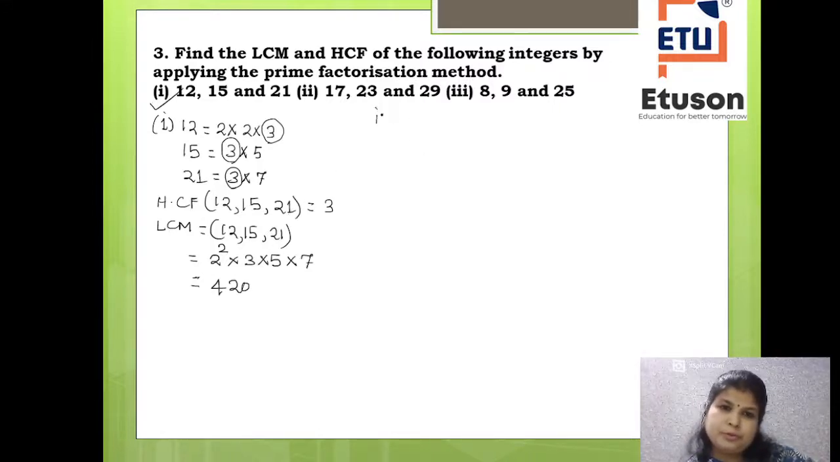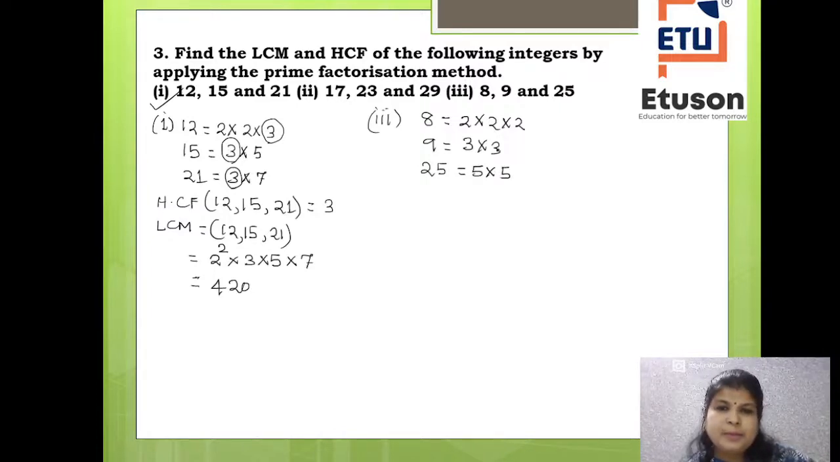Now I am going to do bit 3. So let us write down 8 as its prime factors. Very simple, 2 into 2 into 2. 9 as its prime factors. Very simple, 3 into 3. 25 as its prime factors, 5 square, 5 into 5.